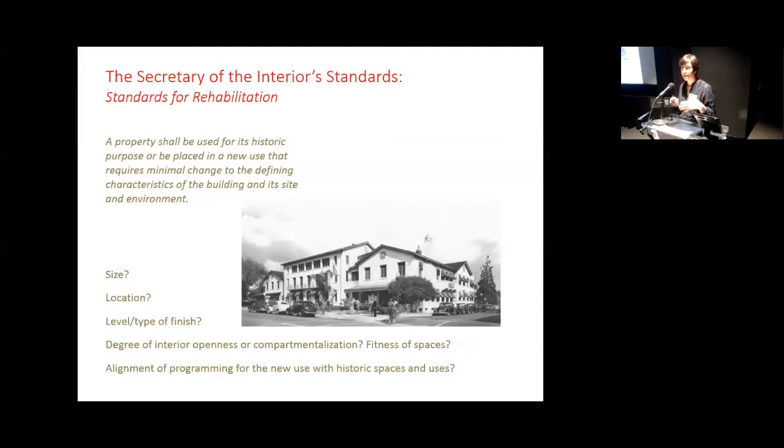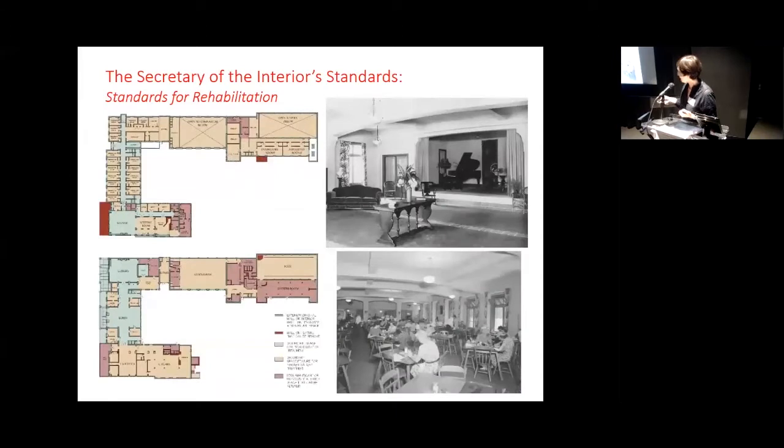Are the spaces that you already are given by the historic building fit for the new use? Is there an alignment between the programming of your new use, the spaces that you need for this new use, and what the building is naturally offering you with its historic qualities? Are those two things aligned? So in the case of the Y, this was a building that was being looked at by Kimpton to adaptively reuse as a hotel.